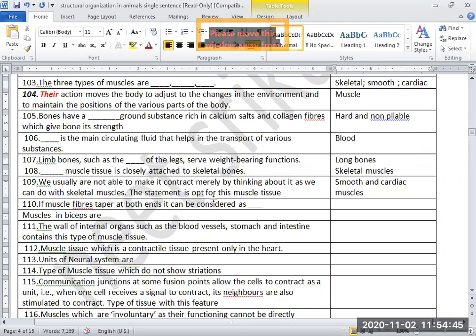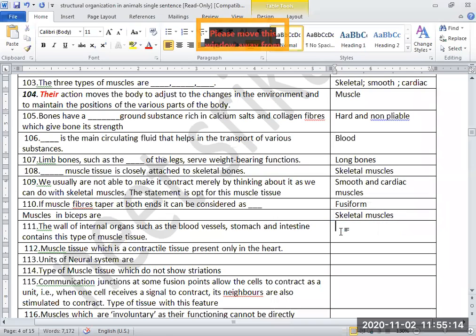Okay, if muscle fibers taper at both ends, it can be considered as fusiform. We can say it as fusiform. Muscles in biceps and triceps are skeletal muscles.